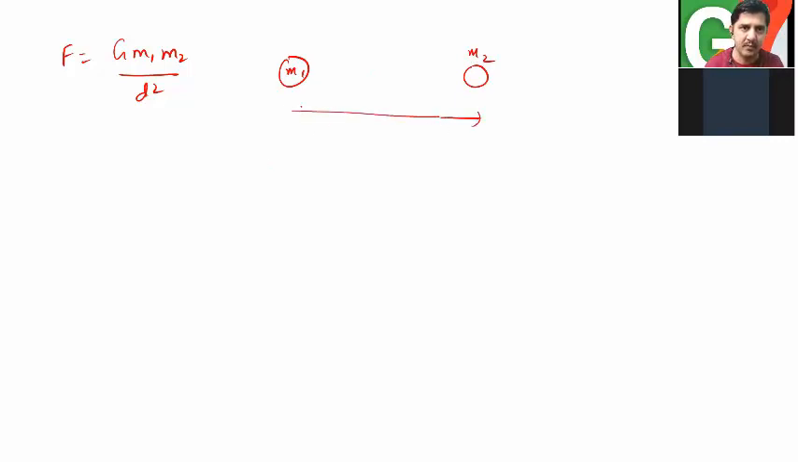Okay, now I will write an equation. F is equal to G m1 m2 divided by d square. I have two masses m1 and m2, and I have written a force. Where does this force act? Is it acting on M1 or is it acting on M2?